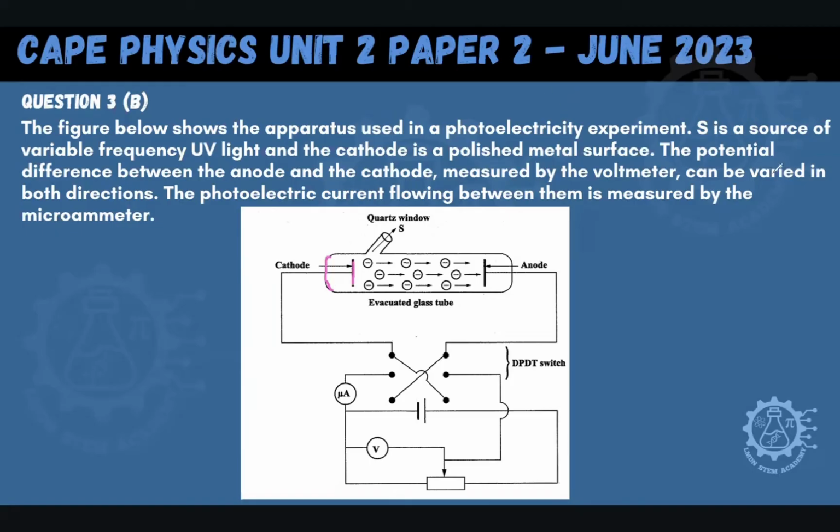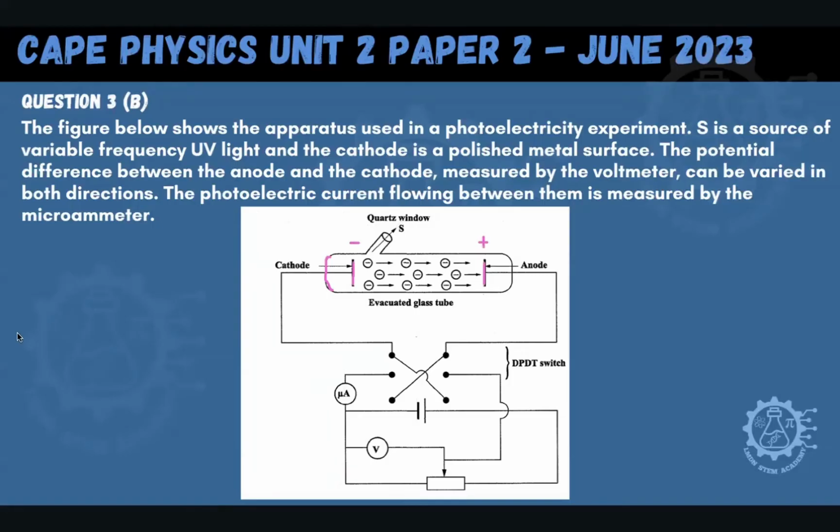And so the potential difference between the anode, which is right here, and the cathode can be measured by the voltmeter. We'll see that reading down here, and that can be varied in both directions. The photoelectric current flowing between them is measured by the microammeter. So here's a microammeter. So that's what we're working with. This is a photoelectric experimental setup where we have our cathode, which forms a metal surface, and we have our anode, which is going to be positively charged, attached to the positive terminal. And so that's what we're working with.